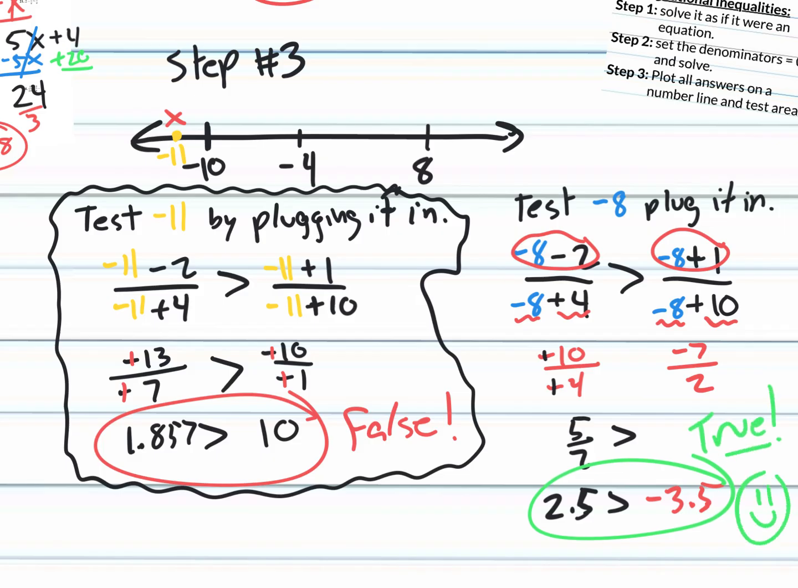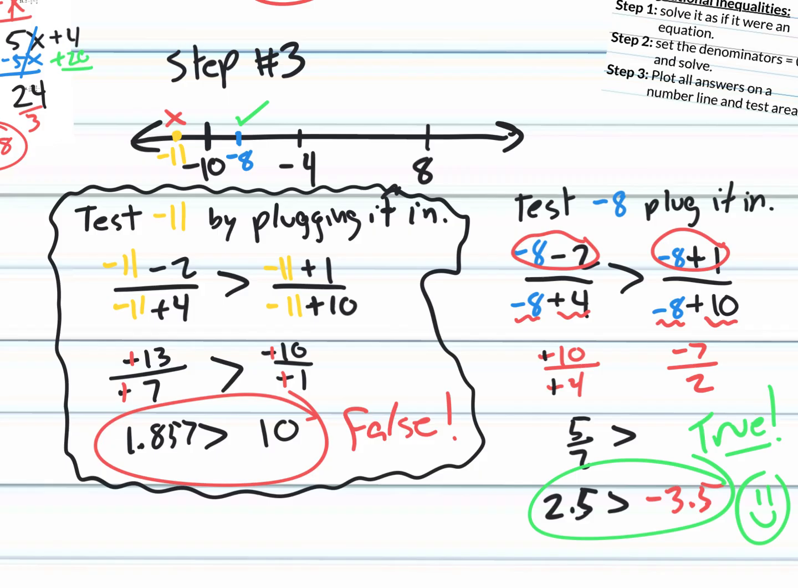Happy face, okay? So by us testing the negative 8, which happens to be right here between the negative 10 and the negative 4, and it worked, we now know that the negative 8, check, it worked. So this means that all the values in here work. Out here, it doesn't work. All the values in here do work. Now, we still need 2 more areas to test.